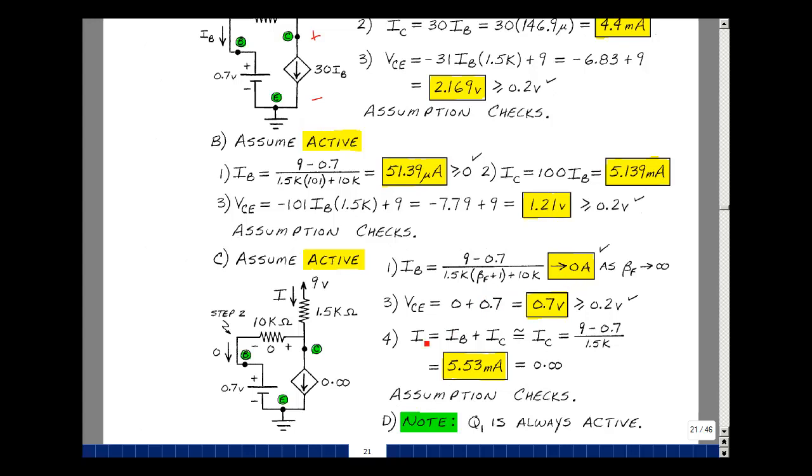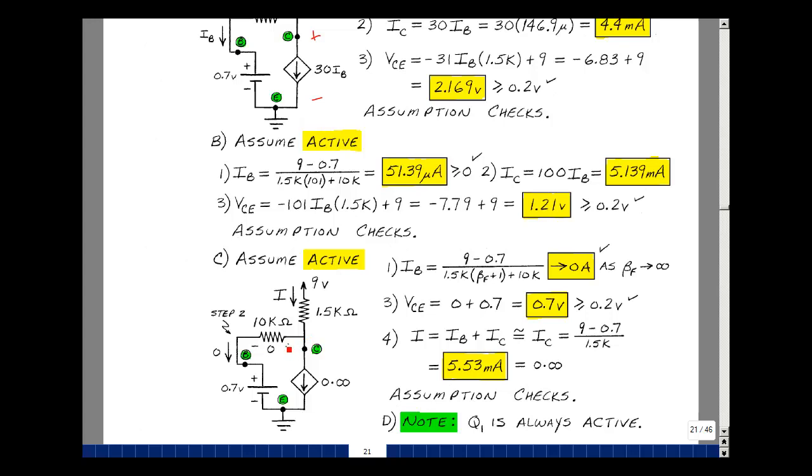If that's true, then the drop across this resistor is going to be a very small current times 10K, roughly 0 volts. The collector emitter voltage is roughly equal to, rise in voltage equals a drop of 0 plus 0.7. The collector emitter voltage begins to approach 0.7 as beta F gets larger and larger. And we're seeing that here. As beta F increased, the value of VCE started to decrease. We're always in the active region because we've got this loop here and there's at least 0.7 volts, and then this is going to be added to the 0.7.